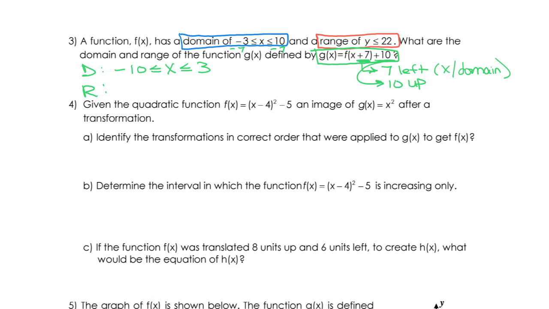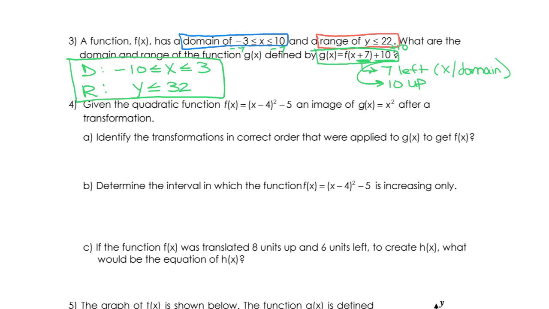Now my range is 10 units up. So if I pick my graph and I move it 10 units up, no longer is it going to go from y less than or equal to 22. 10 units up, we're going to add 10 to that. And so we're going to say our range actually is y is less than or equal to 32. And there's our new range. All right, hopefully that makes sense. We're going to do a bunch more.